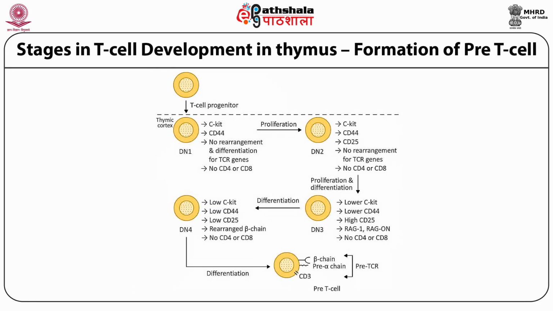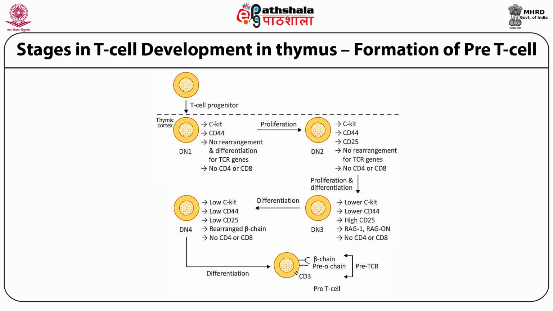T cell progenitor cells in the thymus first have various markers such as c-KIT. c-KIT is a stem cell growth factor marker. CD44 is an adhesion molecule which is specialized for homing. T cell progenitor cells don't show CD4 or CD8 co-receptor expression, that's why they are double negative, and they don't show TCR gene expression.